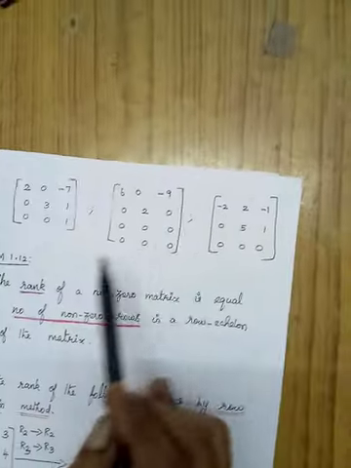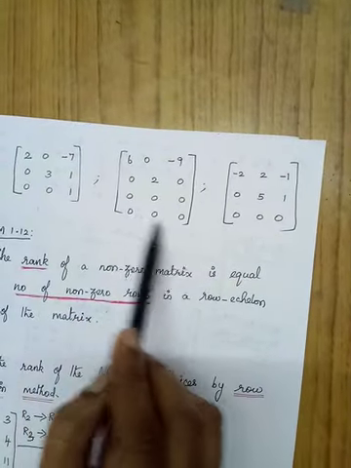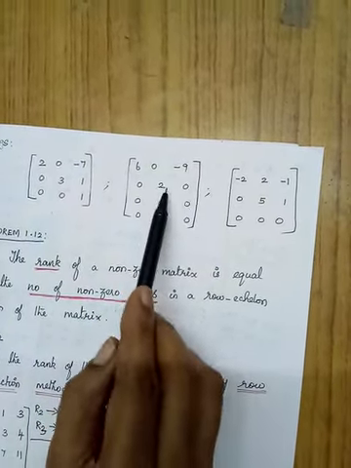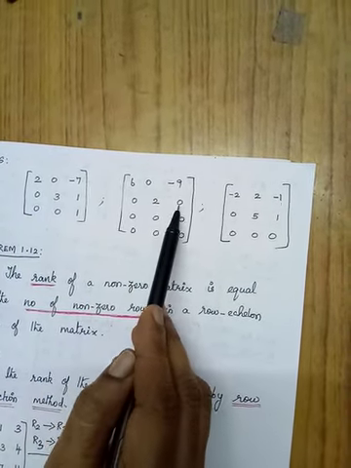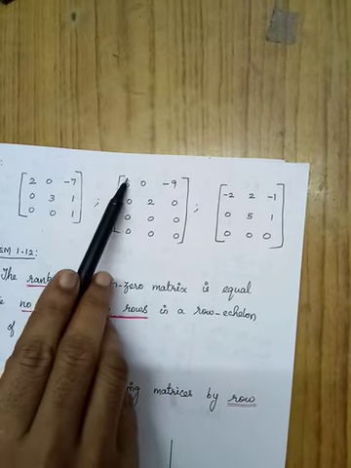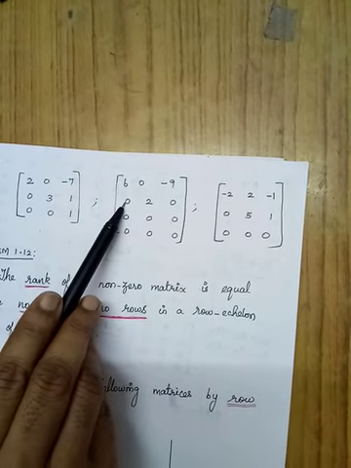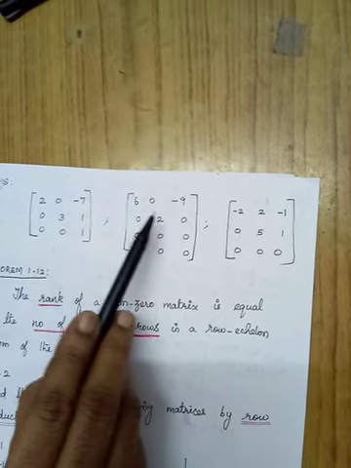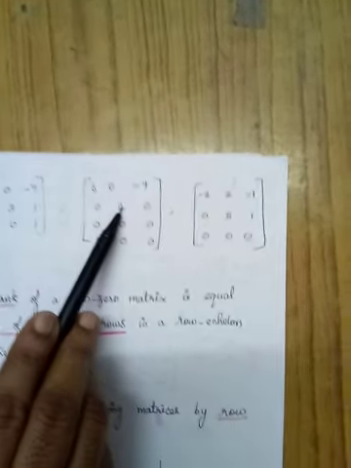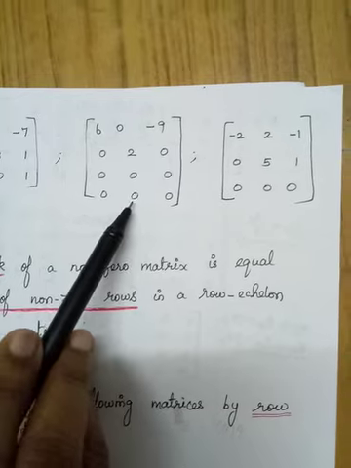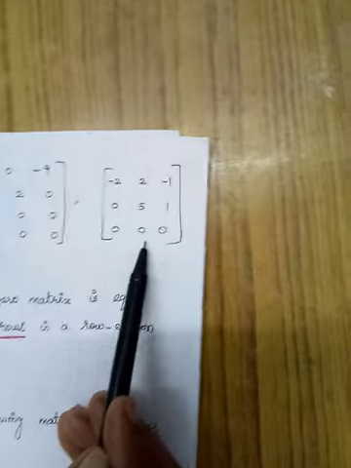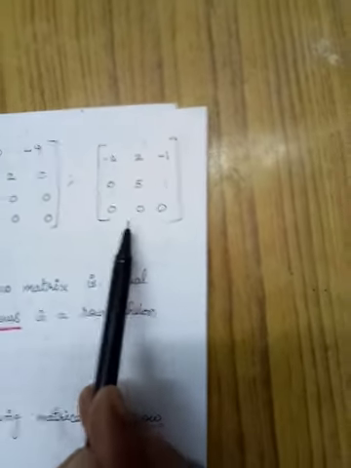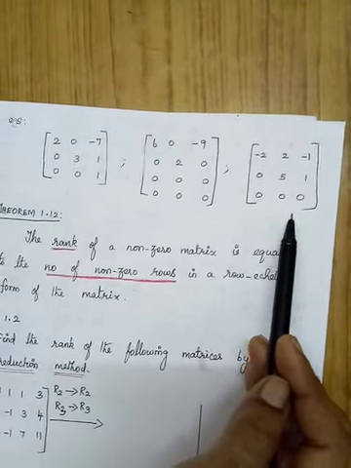Now come to the next one. There are 2 zero rows, and the zero rows occur below the non-zero rows. Look at the non-zero rows, the first and the second row. The first non-zero entry is here, and below that it is 0. In the second row the first non-zero entry is here, and below that everything is 0. So this is also in echelon form. In the same way you can see the third example is also in row echelon form. These 3 matrices are now in row echelon form.